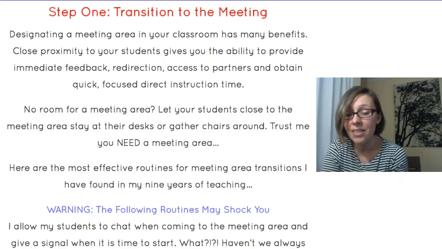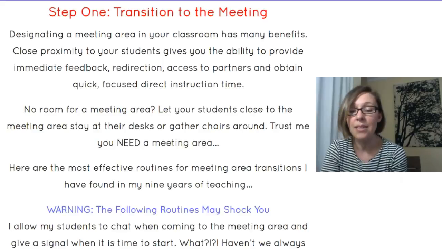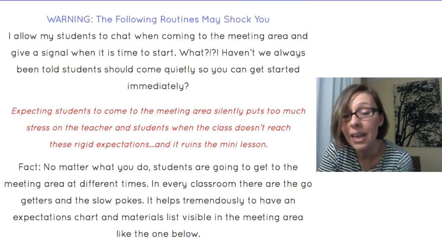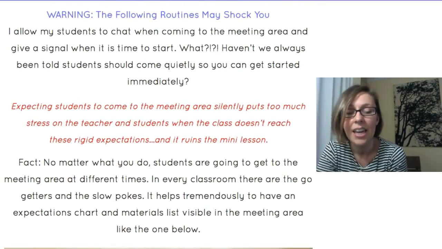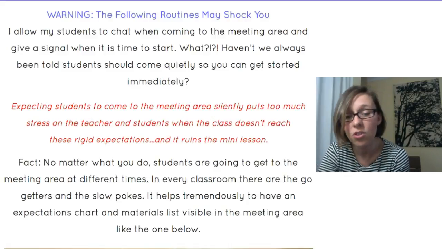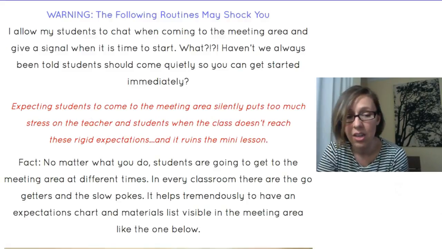And then I have a signal. I clap my hands 3 times and my students clap back twice, and then that means it's time for the mini lesson. So that may shock some people because a lot of people expect their students to come to the meeting area silently, but I feel like it puts too much stress on the teacher and the students when the class doesn't reach those rigid expectations.